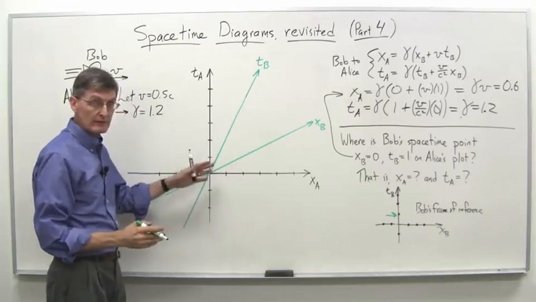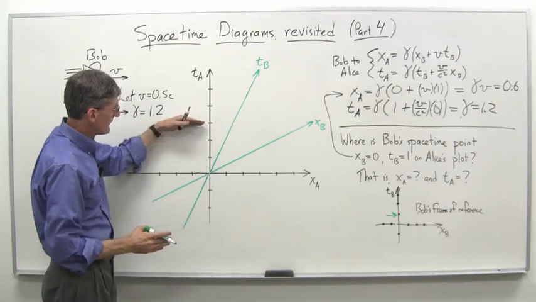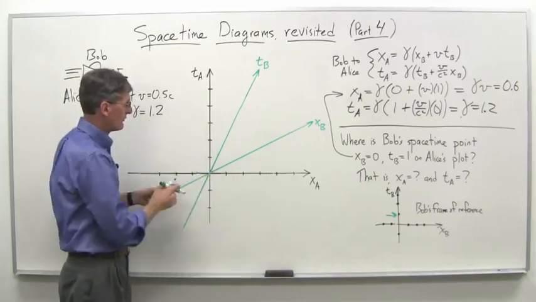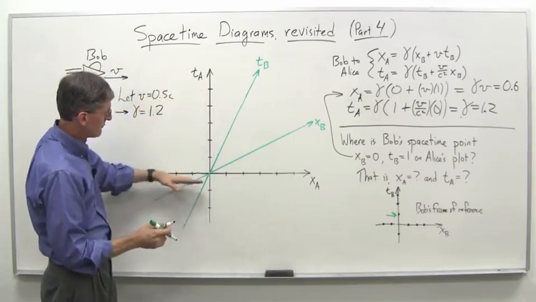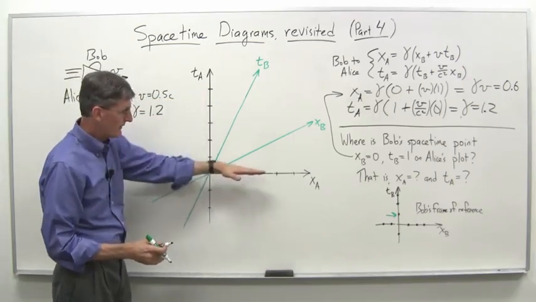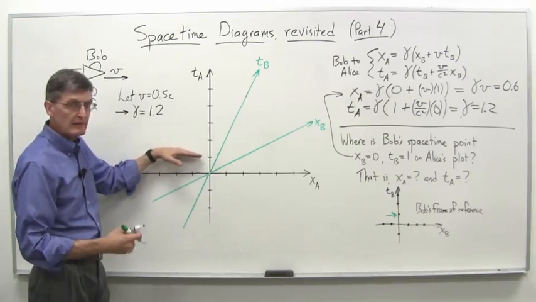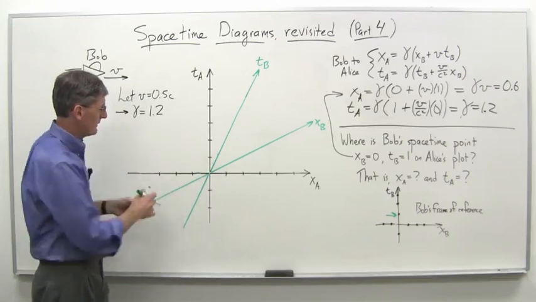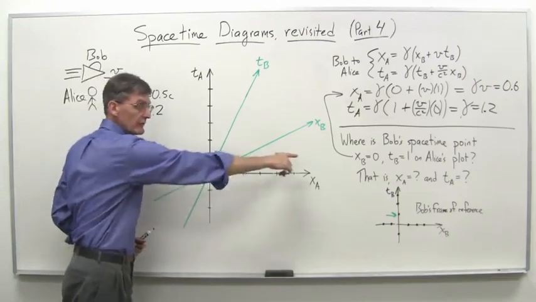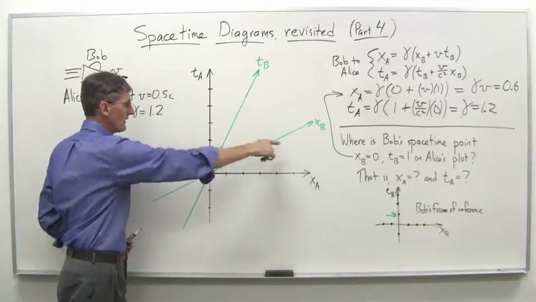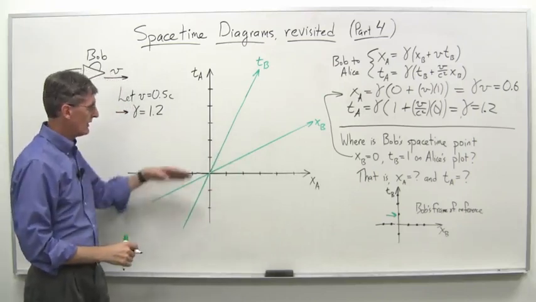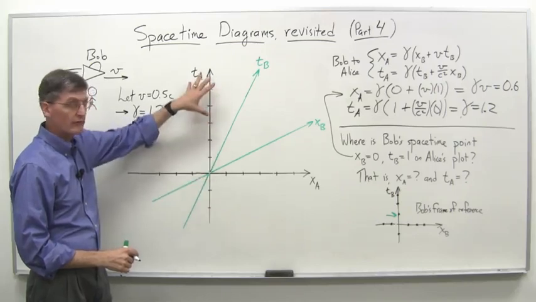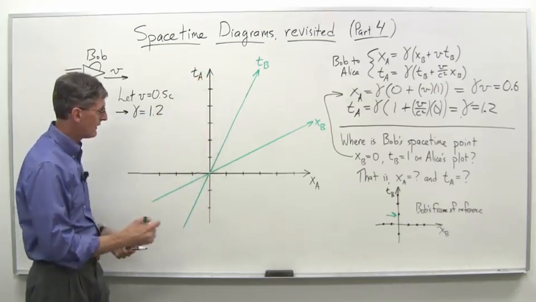Now, when I'm putting tick marks on here, remember, tick marks need to be parallel to the appropriate axis. So all the tick marks here for t are parallel to the x-axis, because really these represent many lines of simultaneity, right? All along there is a line of simultaneity for t sub a equals 1, t sub a equals 2, t sub a equals 3, and so on. So tick marks on the time axis need to be parallel to the x sub b axis.